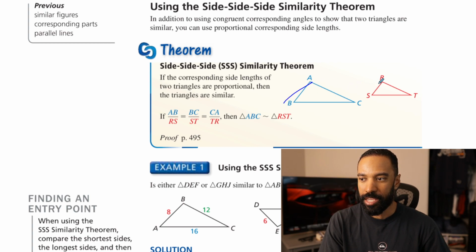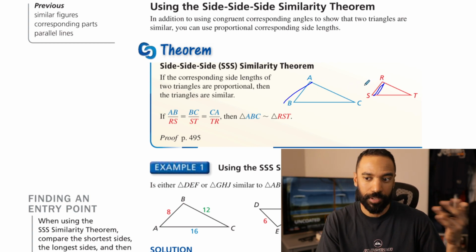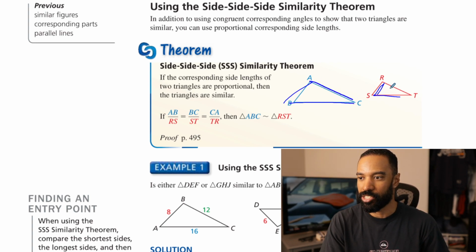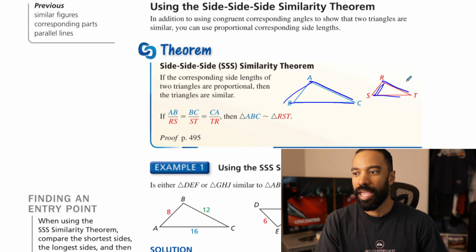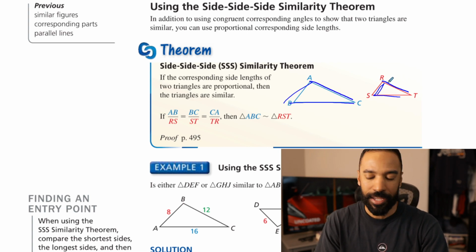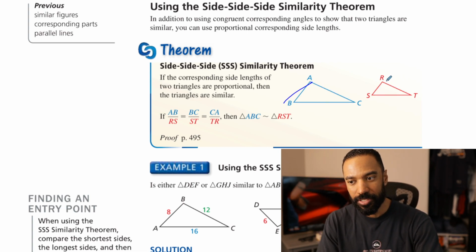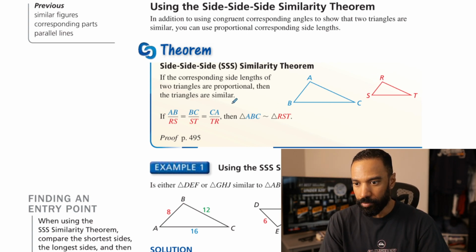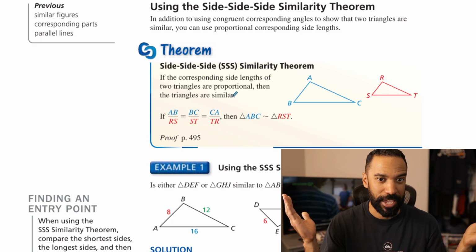So AB divided by RS, let's say that that's 2. My famous example is the same as BC over ST and the same as CA over TR. If that's true and they have that similarity ratio in correspondence, then triangle ABC would be similar to triangle RST. There's a proof on page 495. That might be this page. I have no idea.